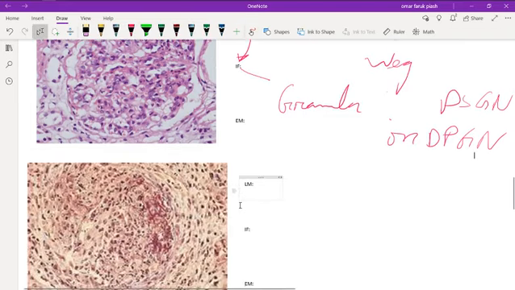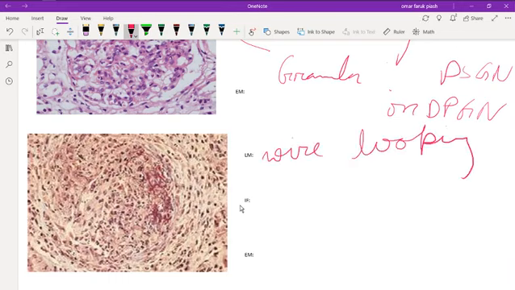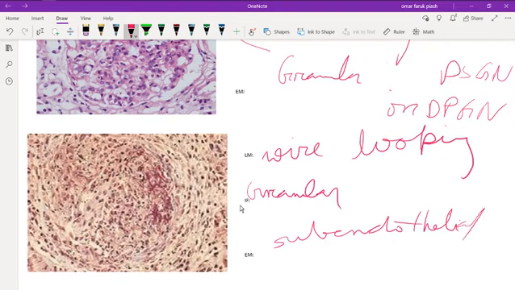This is the picture of DPGN. DPGN is diffuse proliferative glomerulonephritis. Here, on light microscopy, there is wire looping of capillaries. Immunofluorescence is granular. And on electron microscopy, there are subendothelial and intramembranous IgG-based immune complexes and C3 deposition.